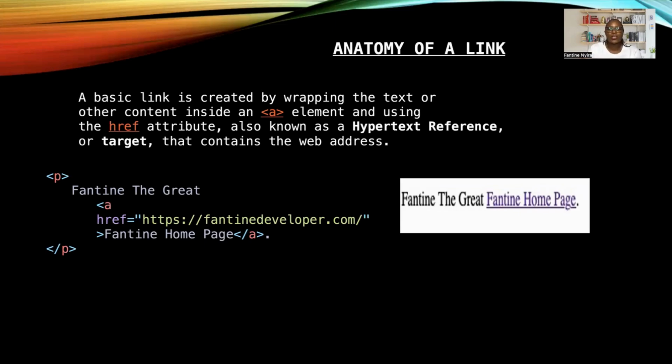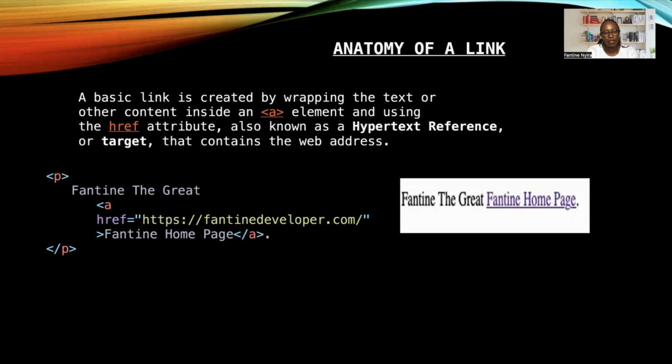All right, so let's see the anatomy of a link. A basic link is created by wrapping the text or other content inside a tag, which is the anchor tag, a. It has an attribute called href, also known as hypertext reference or target. It contains the web address. It says, when you click here, I want you to bring me to that page, or to that address, or to that file.